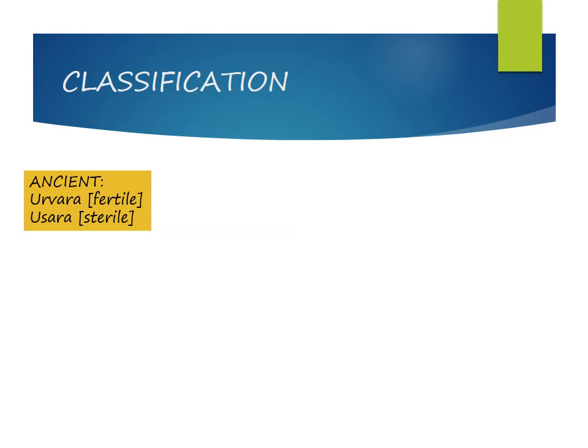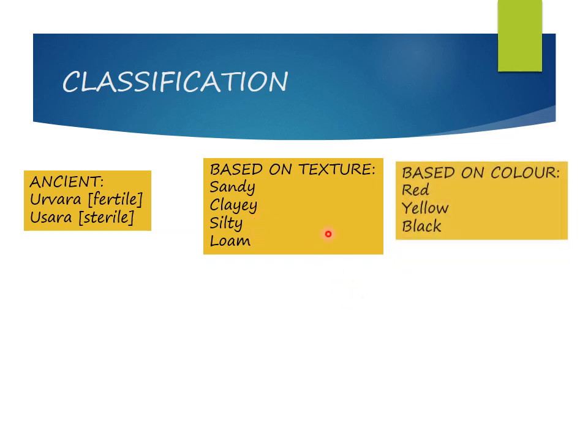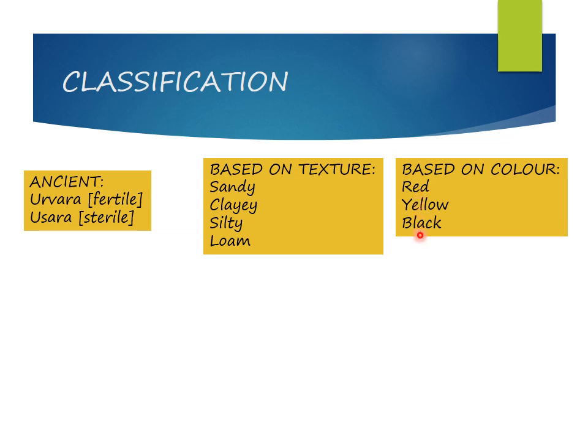So, according to the ancient classification, we have soil which is Urvara and Usara. Urvara is fertile soil, Usara is a sterile soil. Based on texture, we have it as sandy, clayey, silty, and loamy. Based on color, it is classified as red, yellow, and black.